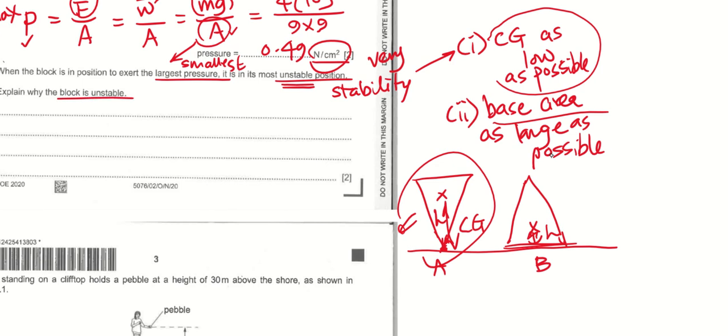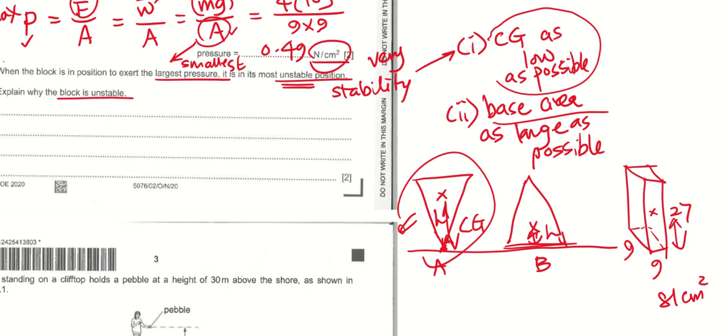So do you realize that if I were to put it in that orientation, it will look like this, right? So this is 9, and this is 27. So when I have it in this position, the CG is actually very high, which is 13.5 cm above ground, right? And the base area is 9 times 9 is 81 cm squared, very, very small, okay?